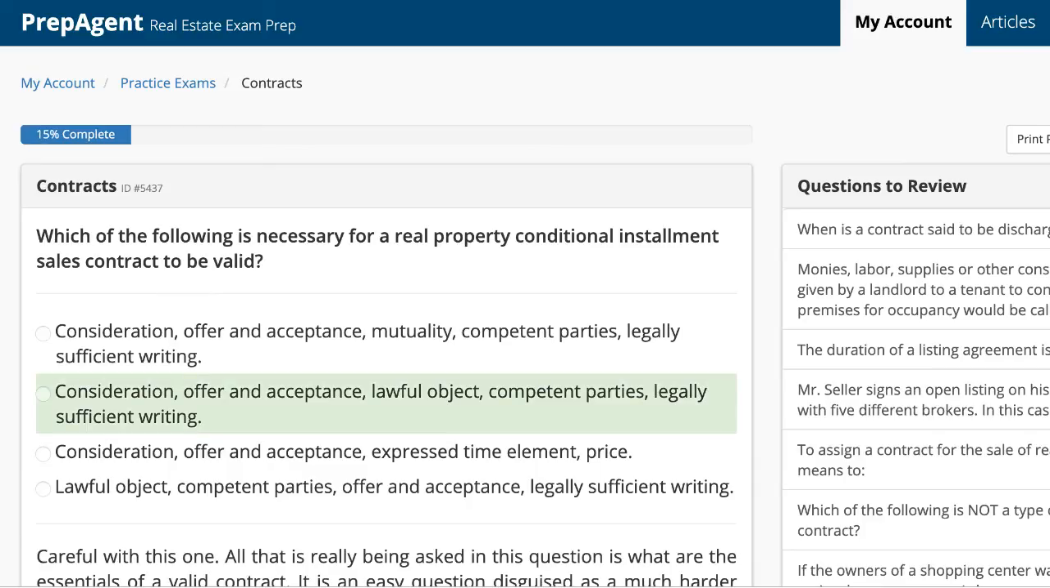Consideration, offer acceptance, lawful object, competent parties, and legally sufficient writing.